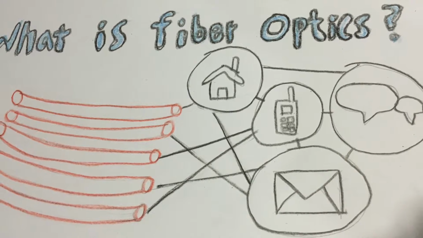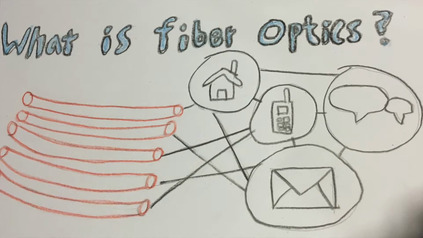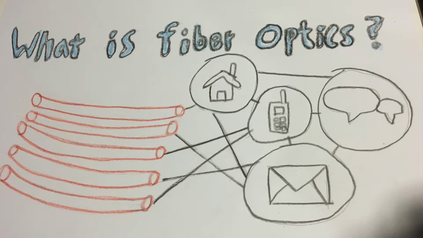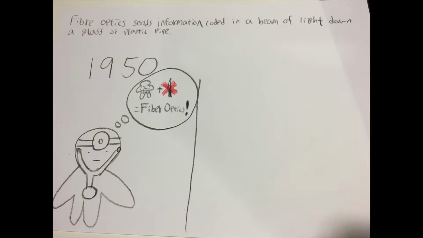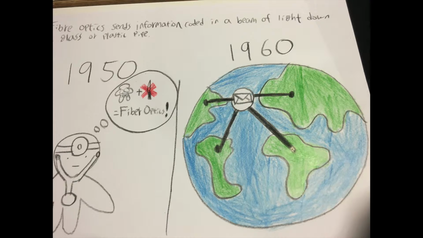What is fiber optics? Simply put, fiber optics sends information coded in a beam of light down a glass or plastic pipe. Fiber optics was first developed in the 1950s to allow doctors to examine the inside of the human body without having to cut it open. But starting from the 1960s, engineers have used fiber optics technology to transmit telephone calls at the speed of light, allowing us to communicate with one another conveniently even at a distance.